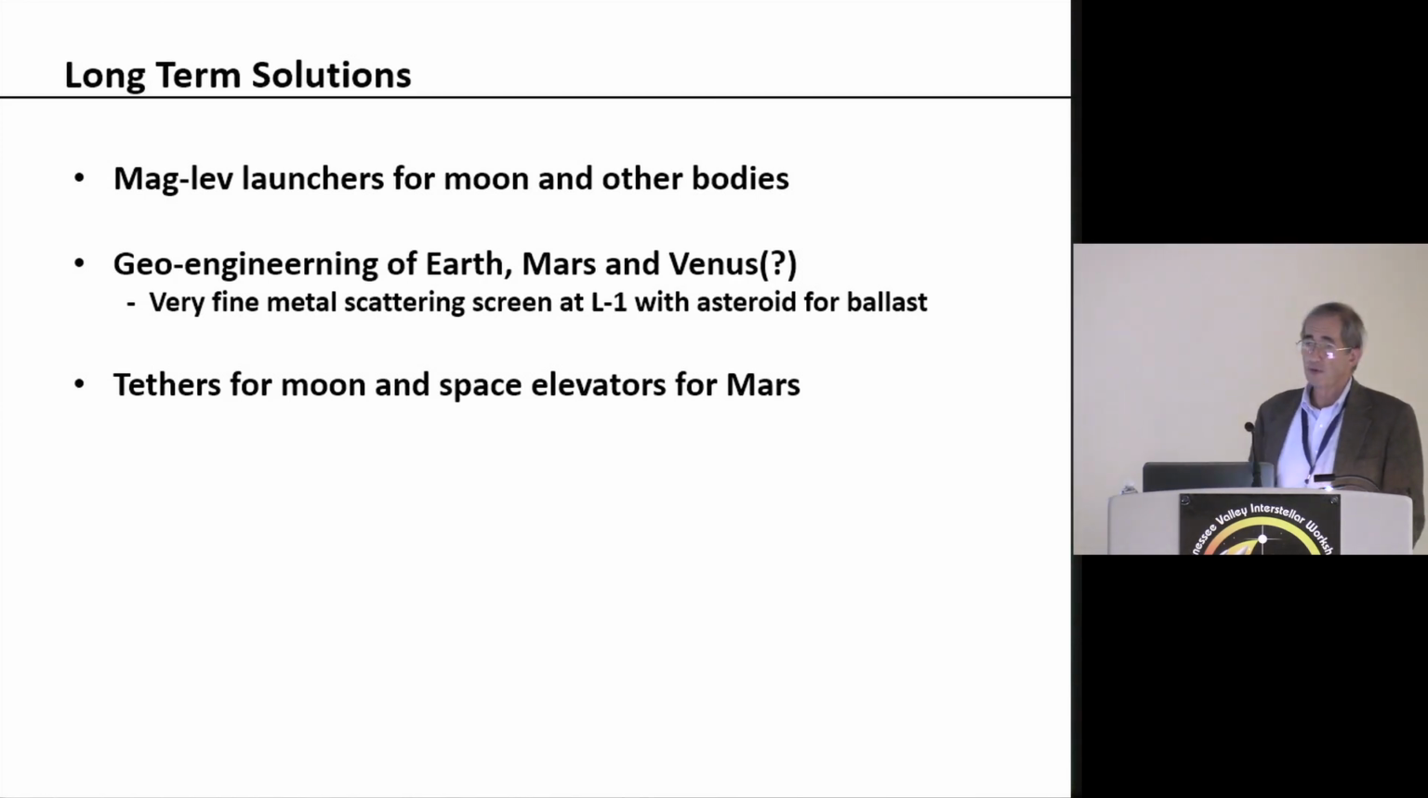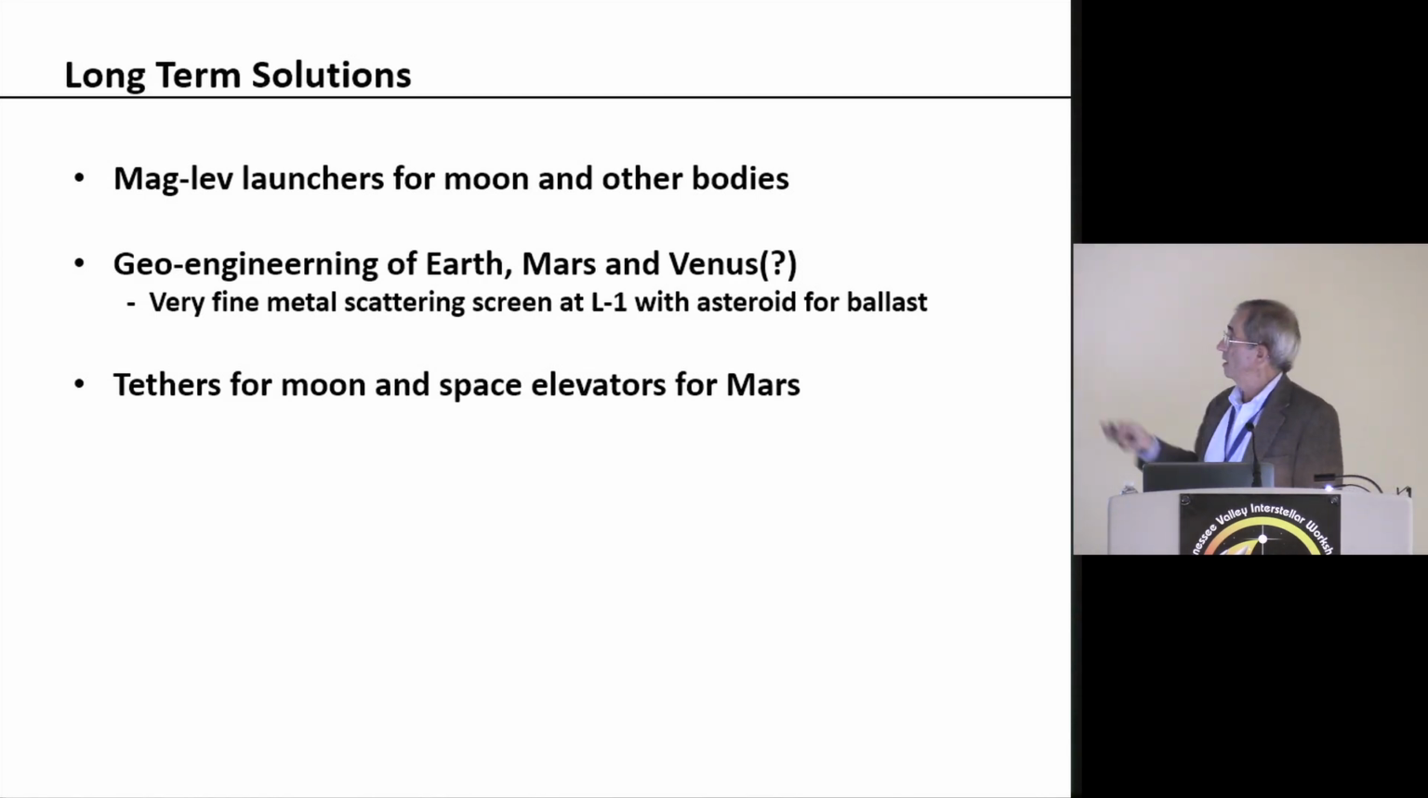Geoengineering of Earth, Mars, even Venus. I won't try to explain Venus to you unless we're sitting at a bar, but it could be done. Then there's some of the old ideas, Bob Ford's idea, and we had a talk from Tethers Unlimited. That's where the name comes from, a technique for getting material off of the moon, and then maybe space elevators for Mars. These are still long-term dreams.